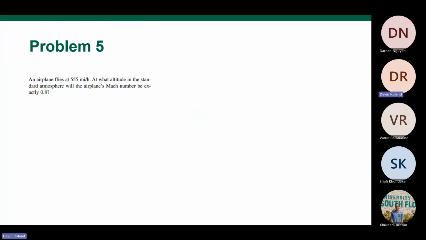So we have an airplane. It's flying at 555 miles an hour. So it's wondering at what altitude in a standard atmosphere will the Mach number be 0.8? So given will be velocity is equal to 555 miles per hour. And then I'll just say find. So it wants to know altitude. I'll say it's h. H is altitude, if Mach number is 0.8.